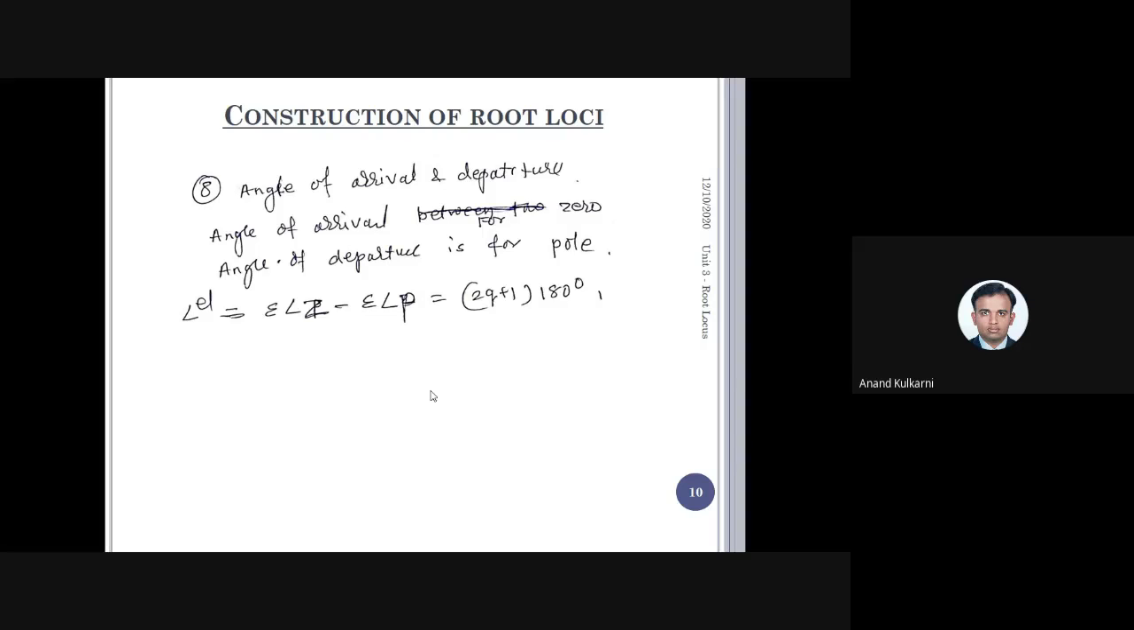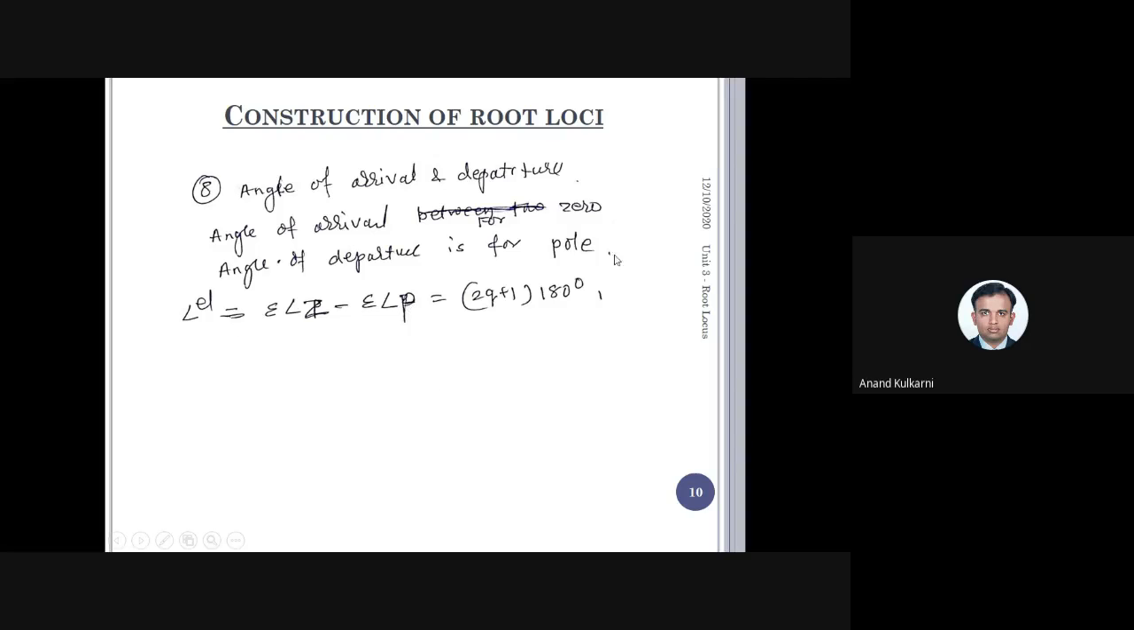In our problem, there is no zero. So there is no question of angle of arrival. We can calculate only the angle of departure. So how many poles are there? 3 poles are there. One at 0, one at -1 and one at -2. So there are 3 angles of departure, one for each pole.